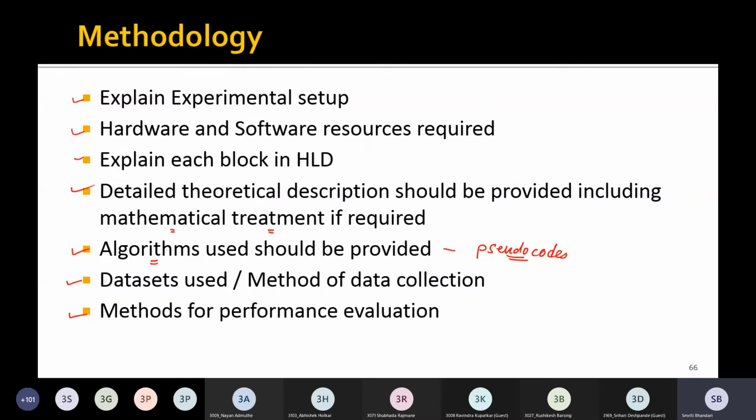So this chapter, design and methodology, is providing all the important details about your project. The high level design, low level design, the diagrammatic representations at various levels, and then the detailed methodology, how you are going to implement it. Everything needs to be included.